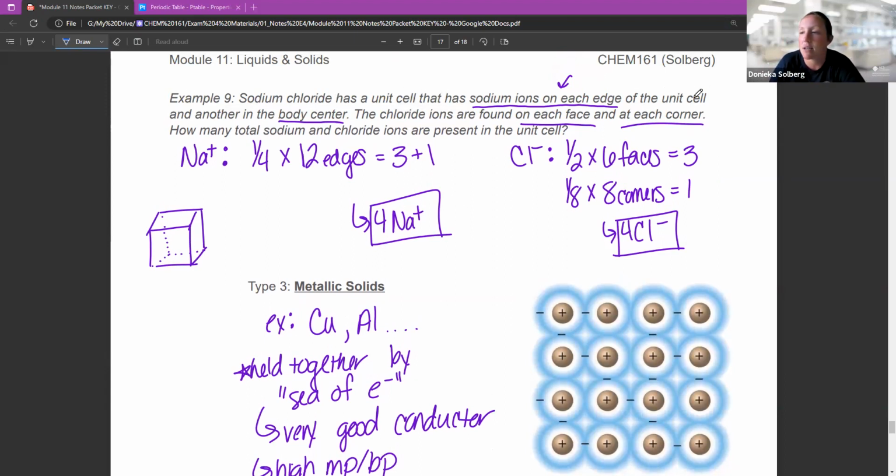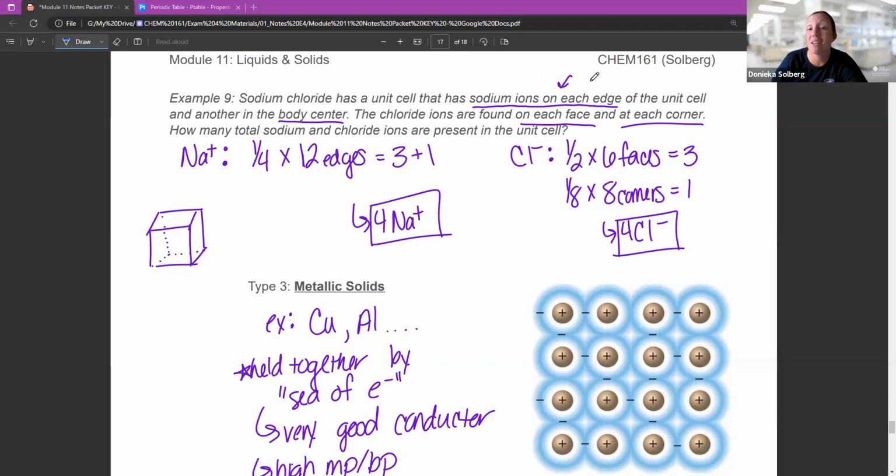Sodium chloride is a unit cell. Oh, I won't have you do one of these. This was just like how big is the sodium chloride unit cell. You would kind of want to draw it and figure it out. The unit cell has sodium ions on each edge, and another in the body center. So 2. Oh, edge. Sorry, edges we talked about a while ago.